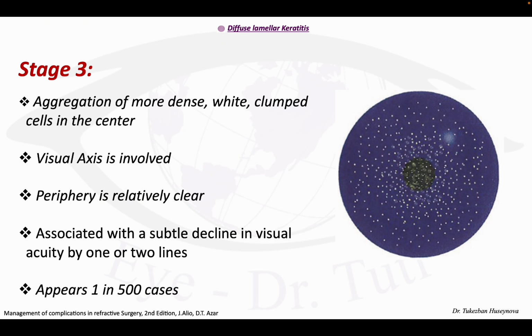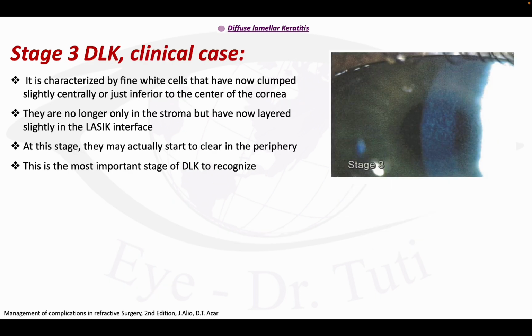Stage 3, characterized with the aggregation of more dense white clumped cells in the center. Visual axis is involved, periphery is usually relatively clear, and it's associated with a subtle decline in visual acuity by 1 or 2 lines. Stage 3 might appear in 1 in 500 cases.